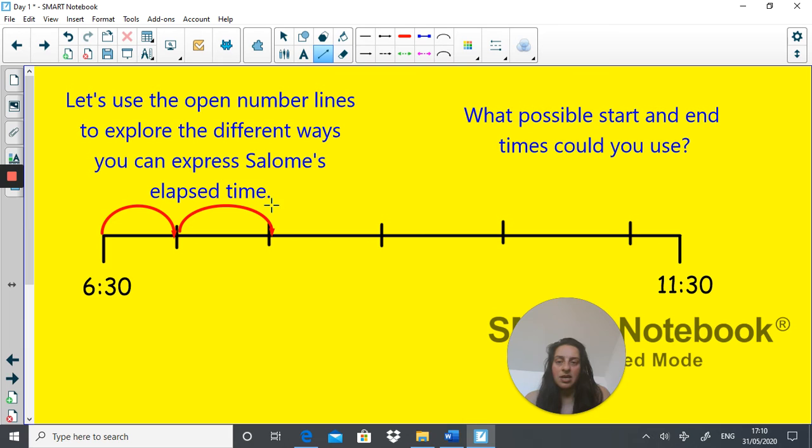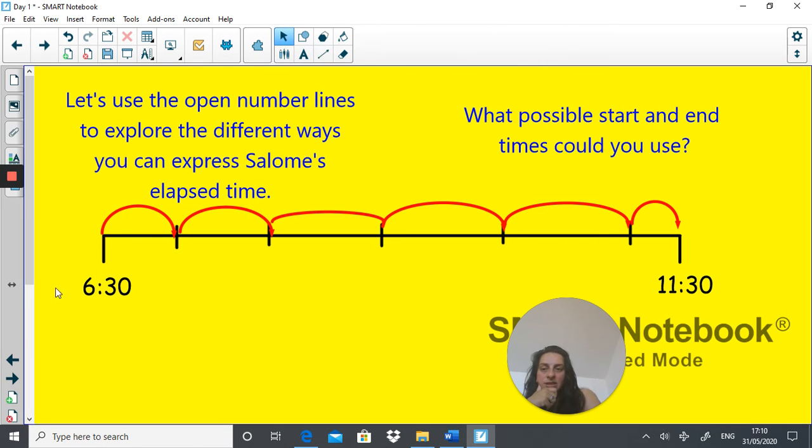And it's 7 to 8, 8 to 9, 9 to 10, 10 to 11, and finally 11 to 11:30. Now these two jumps, this jump and this jump, they're 30 minutes each. The jumps in between are hours. So we've got 1 hour, 2 hours, 3 hours, 4 hours. 4 hours plus 30 minutes, plus another 30 minutes means that her journey took her 5 hours.